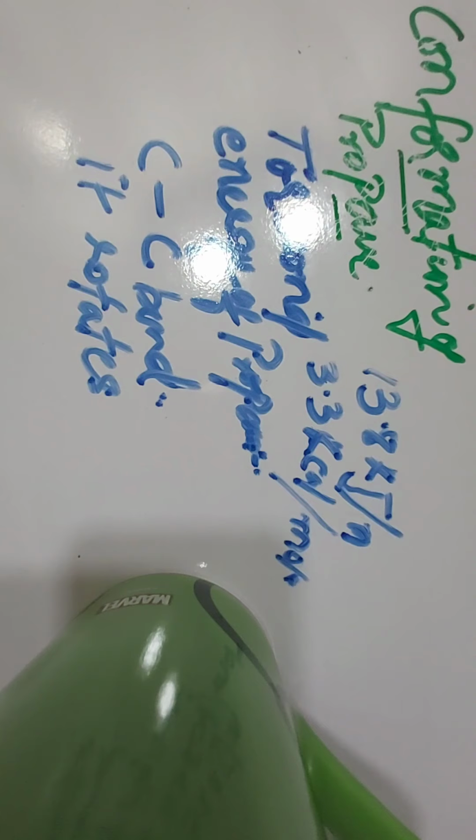So 13.8 kilojoules per mole, which we call 3.3 kilocalories per mole. You can say that 1.2 kilojoules, that is 0.3 kilocalories, is greater than what was required for ethane.